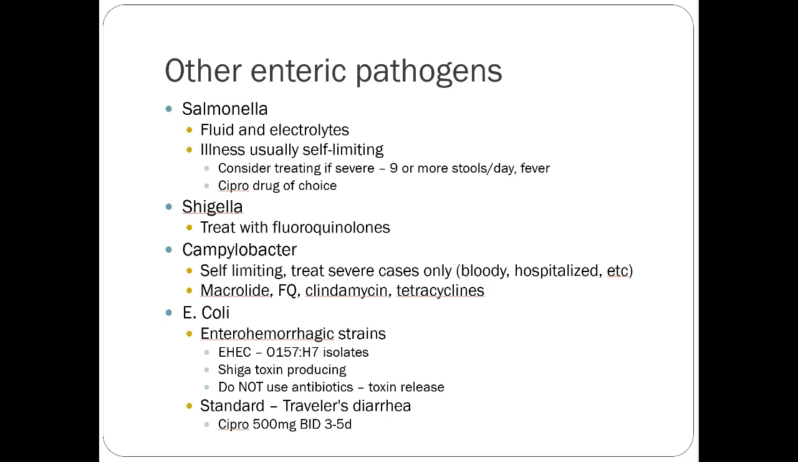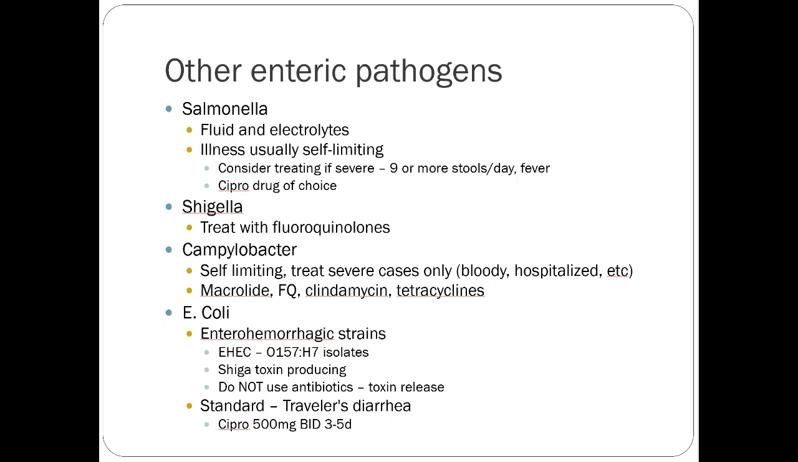Shigella is another one, similar. We actually treat all Shigella cases regardless of presentation, so that's fluoroquinolones like Cipro work well for that as well. Campylobacter is a self-limiting one, and you'd really only treat it if the patient had pretty bloody diarrhea, profuse bloody diarrhea, or had to be hospitalized due to like dehydration or something severe like that. But otherwise, you let it resolve on its own.